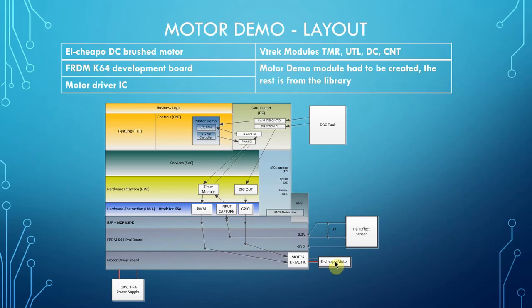The sensor is wired to 3.3 volts on the Freedom board and ground, and then it has a 1K pull-up for its signal. And that's mounted on the motor, and it comes in through an input capture, and again through the timer to become RPM feedback. So we have PWM drive, RPM feedback, and direction. The DDC tool is going to provide set point.